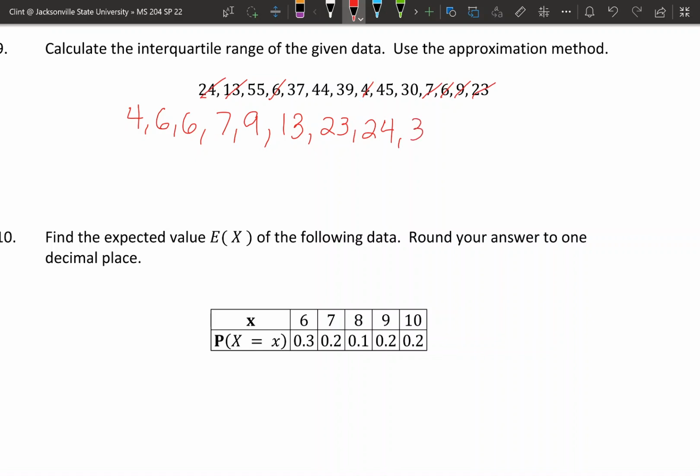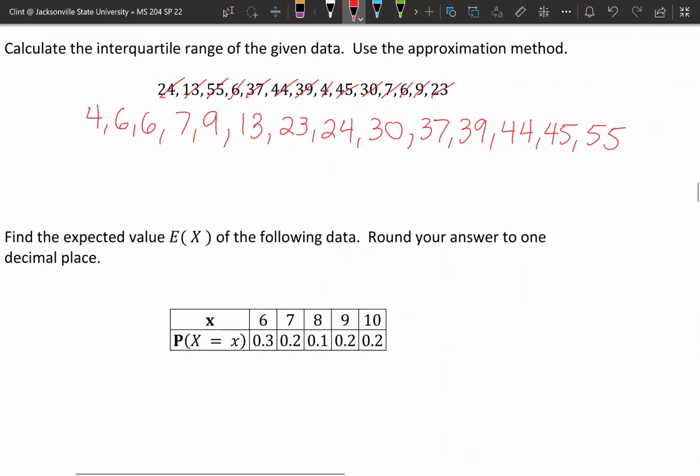And then 30, 37, 39, 44, 45, 55. Looks like we got everything there. So first thing we want to do is find the median, get Q2.